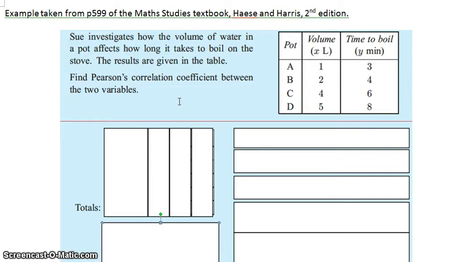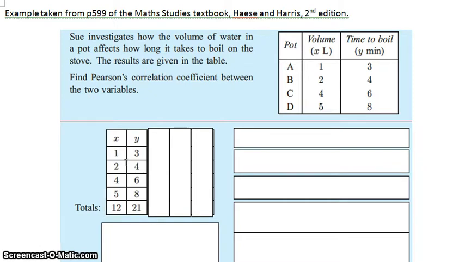Okay, so first thing to do is to set up a table, and in the table you will need to put your x's and your y's. You'll see the volume is called x, because we're saying as the volume increases, what happens to the time to boil. So the volume is the independent variable and the time is the dependent variable. We'll just set it up, and notice there's only 4 bits of data. If we did it with 20, it would take so long. So let's just get the idea across.